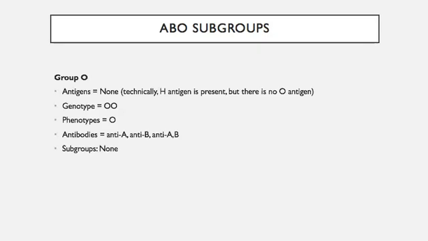Okay, group O. The people who type as group O have no antigens. Technically, they do have the H antigen on their red cell, because remember, the H antigen is the precursor that gets converted to either A or B, but that has not happened in type O people. There was not that conversion of the H antigen. So they're called a type O person, but technically they still have a lot of those H antigens present on their red cell, but just be aware there is no O antigen.